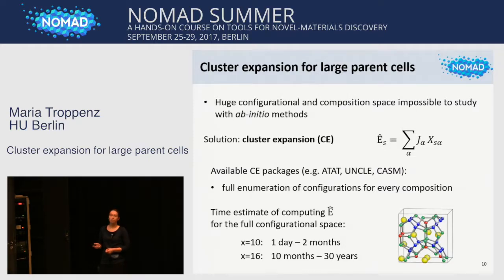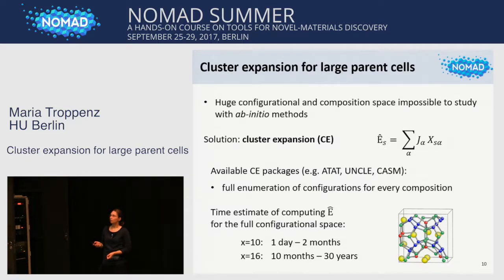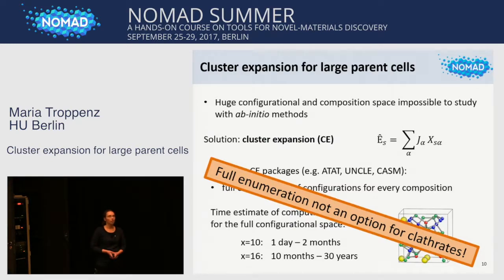If you look at our clathrate compounds, suppose we know all the possible configurations for the clathrate. It is already a huge computational task to compute the predicted energy using the cluster expansion model for all configurations at a certain composition without any ab initio calculations. For instance, at sub 10 aluminum inside the unit cell, this computing would take 1 day up to 2 months. Or for the simple charge compensated structure, it would take 10 months up to 30 years. So from these numbers, we can see a full enumeration of possible structures is not an option for clathrates.